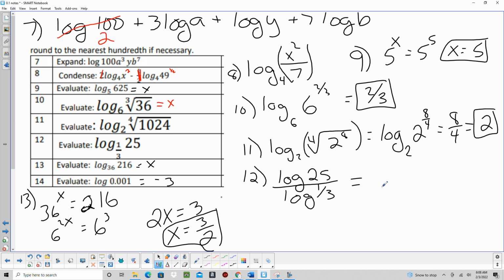Number 12, I needed to use the change of base on that one. So you need a calculator for that. So the log of 25, get like 1.39. Divide that by the log of 1/3, which is negative 0.47, and I'm going to get negative 2.9.